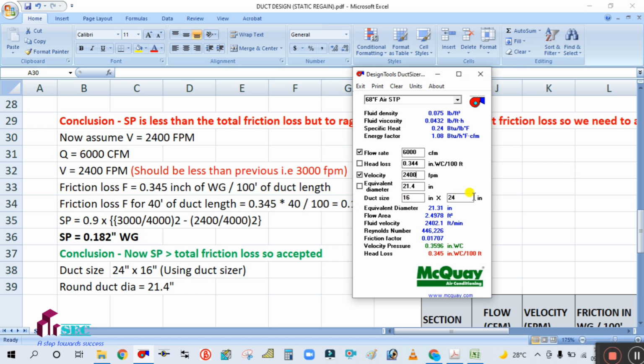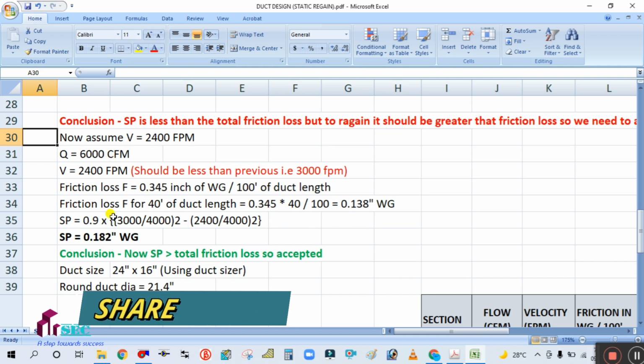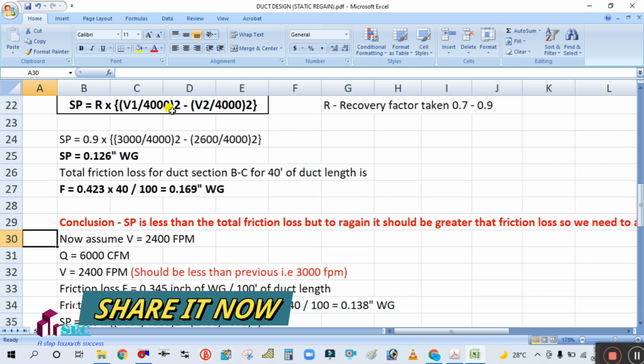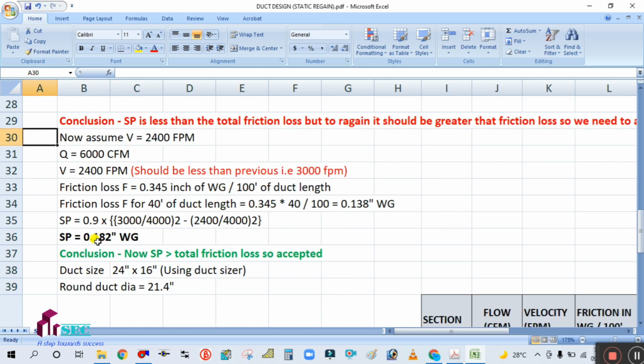So you can see here the duct size is 16 inch by 24 inch, and the friction loss is 0.345 inches of water gauge per 100 feet of duct length. For 40 feet, again you have to multiply by 40 divided by 100. So we are getting 0.138 inches of water gauge. Again put this value in the formula: 0.9 times (3000 over 4000) squared minus (2400 over 4000) squared. I am changing only the velocity V2. So I am getting 0.182.